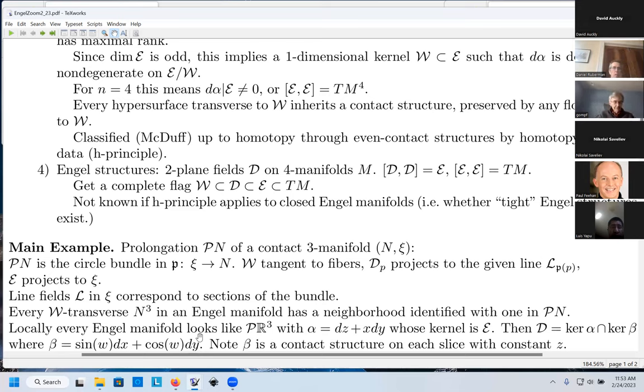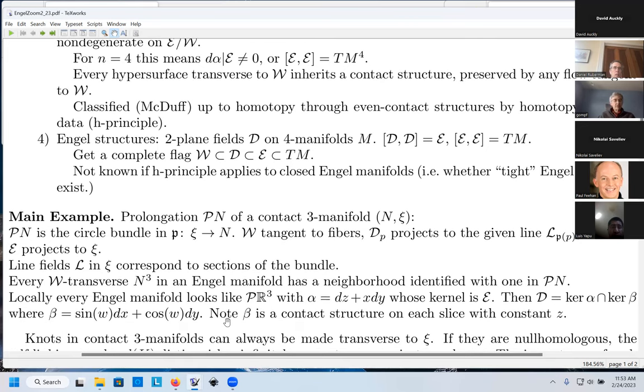All right. So if we're interested in whether we can distinguish tight Engel structures or anything like that, we can work by analogy with contact three manifolds. One very useful thing that we find in contact three manifolds is transverse knots. And of course, any knot in a contact three manifold can be made transverse by a C0 small isotopy.